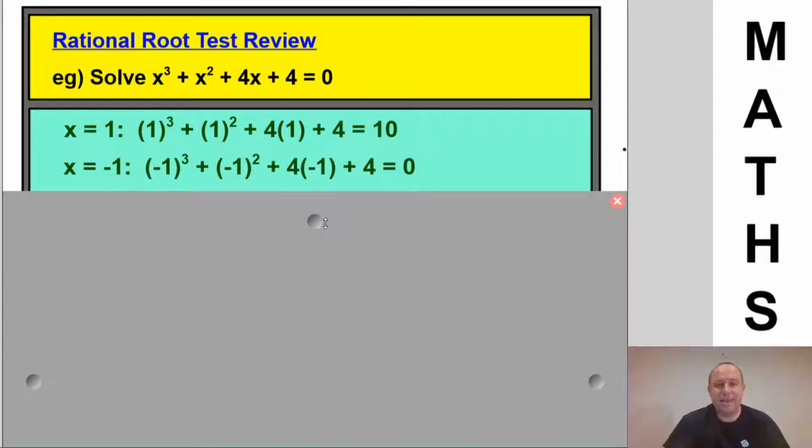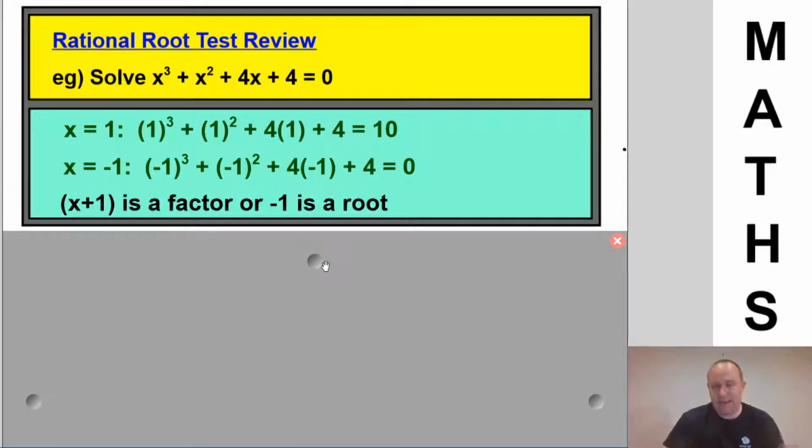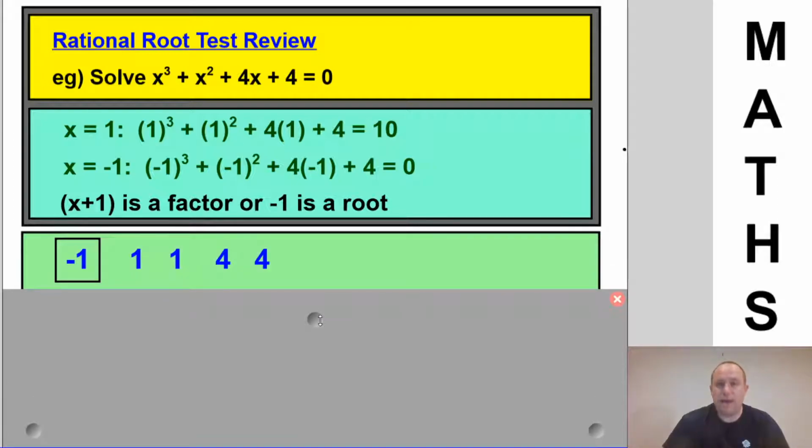I then move on to the negative of that value, and you will notice that if you substitute in for this one, you do get 0. That's what we're looking for. So once I've found negative 1, I can write it out as a factor if I wish, or do it by long division. I'm going to stick with negative 1 and just use that root, and go into my synthetic method from before. So x cubed is 1x cubed, x squared is 1x squared, 4x is 4, and 4 is obviously just 4.